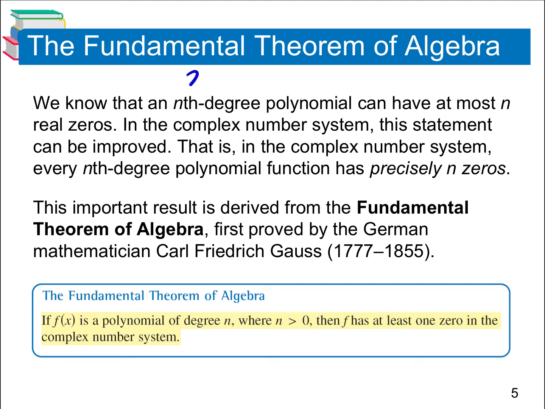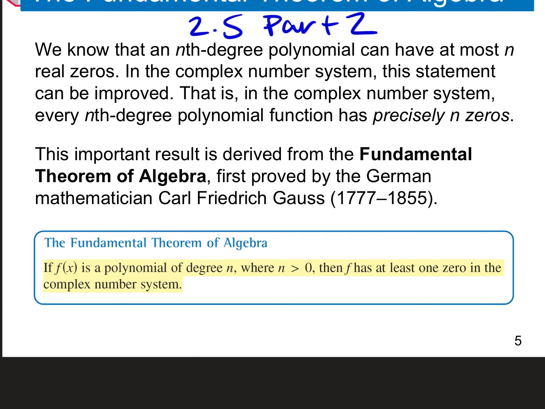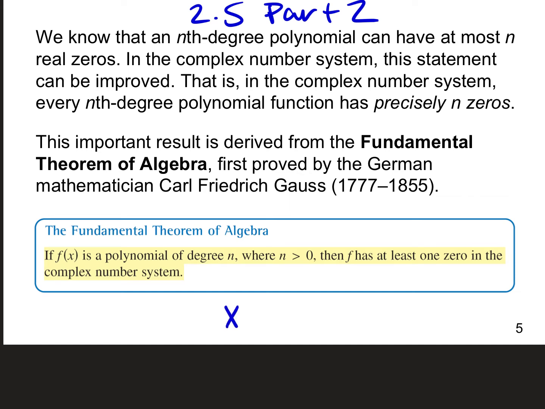All right, so this is 2.5 part 2. So we saw this slide on the notes from Friday. It talks about the fundamental theorem of algebra. So that just says that if I have something like x to the 5th power, I'm going to have 5 zeros. So there's going to be 5 answers to whatever my polynomial is. Some of them may be real, some may be imaginary, but there will be 5 total.